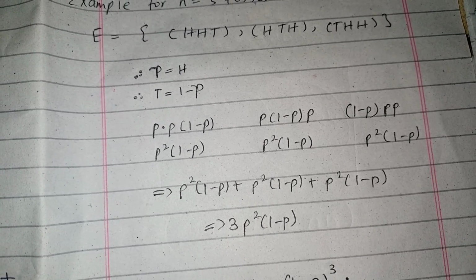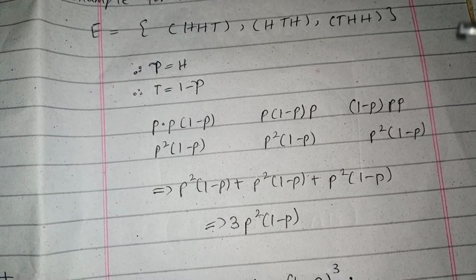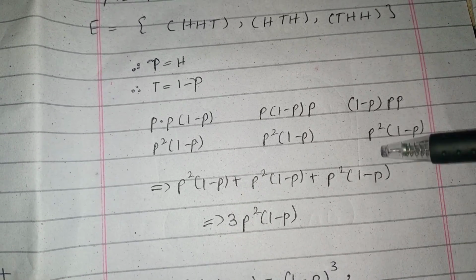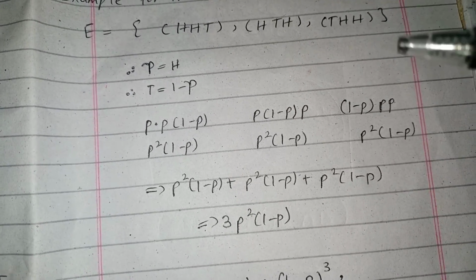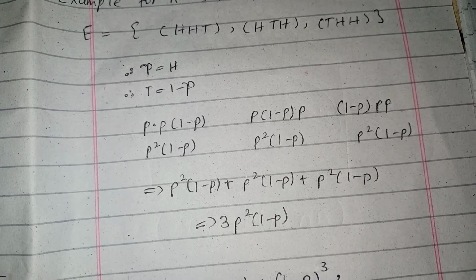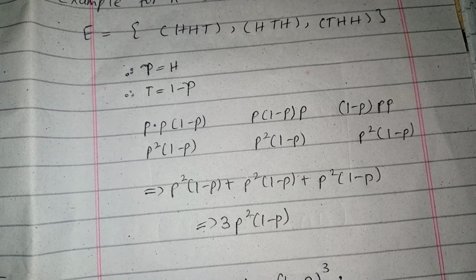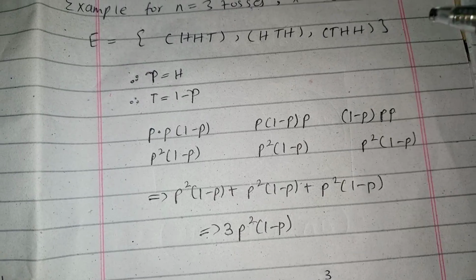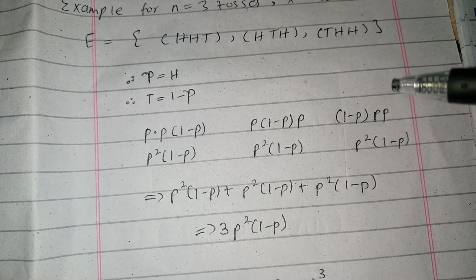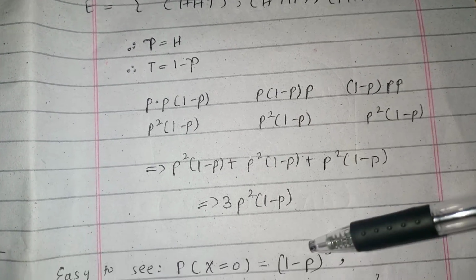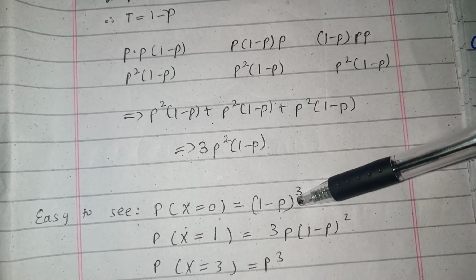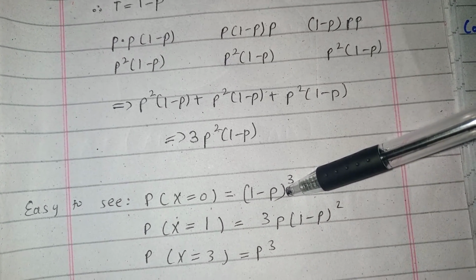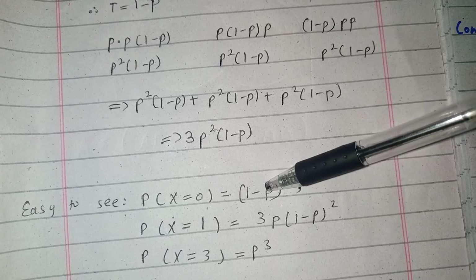Okay, that's how we do it. So let's talk about more here. Let's say now we're going to go for x is equal to 0. x is equal to 0 means there will be 0 heads. If there are 0 heads, then there will be 3 tails, which is (1 minus p) cube.